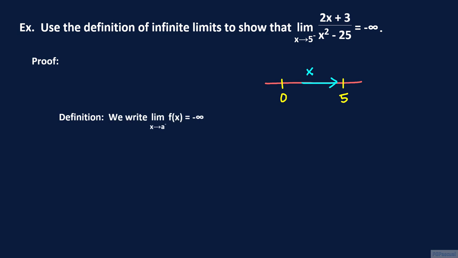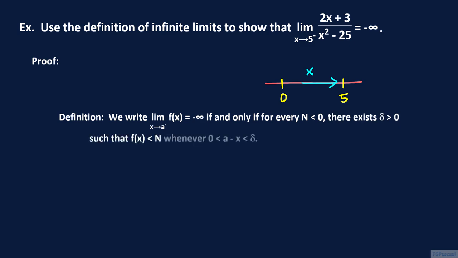We write the limit of f(x) as x approaches a from the left side is equal to minus infinity if and only if for every capital N less than 0, there exists delta greater than 0 such that f(x) is less than N whenever 0 is less than a minus x is less than delta. f(x) is equal to (2x + 3)/(x² − 25).